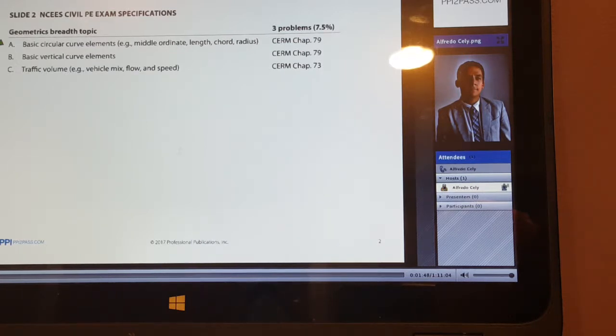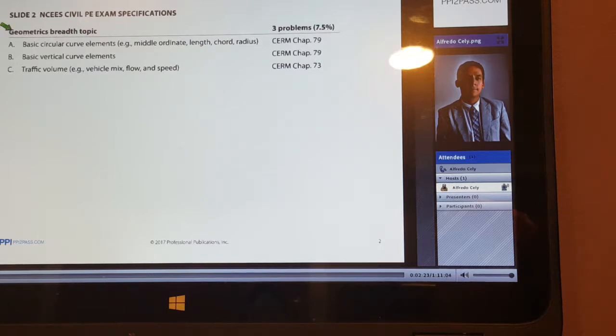The first one is basic circular curve elements, which are your horizontal curves. And this is covered in CERM chapter 79. The next concept is basic vertical curve elements. So those are your vertical curves. Those are covered in CERM chapter 79. And the last portion is traffic volume, which includes vehicle mix, flow, and speed. And that's covered in CERM chapter 73.